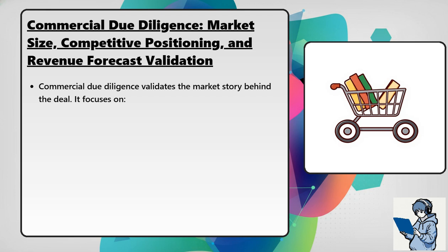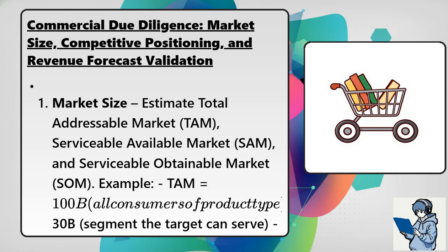Commercial due diligence validates the market story behind the deal. It focuses on market size: estimate total addressable market, serviceable available market, and serviceable obtainable market. Example: TAM equals $100 billion, all consumers of the product type. SAM equals $30 billion, the segment the target can serve. SOM equals $5 billion, the realistic share the target could capture.